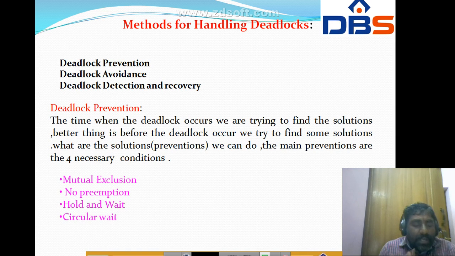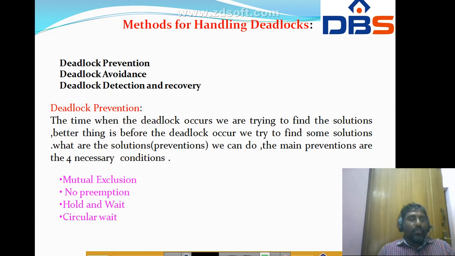If all four conditions are true, then there is a deadlock. But if one of the conditions becomes false, then deadlock will be automatically prevented. Any one of the four, we try to make it false. If any one fails, then deadlock will be prevented. Simply, among the four, we try to make any one false, either mutual exclusion, no preemption, hold and wait, or circular wait, or we make all four conditions false. Then we can say there is no deadlock situation.